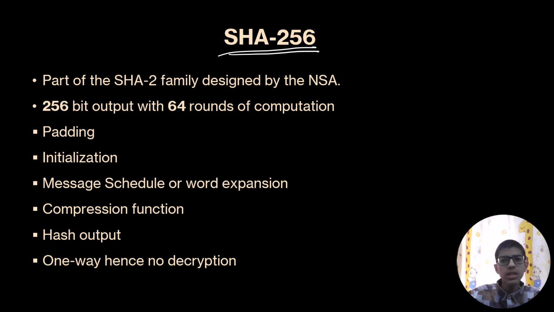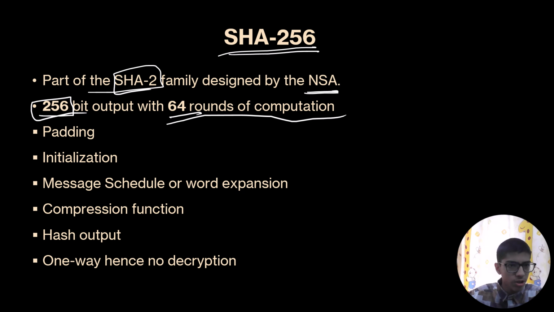Now let's focus on SHA 256. It was a part of the SHA 2 family designed by the NSA itself, and it produces a 256-bit output with 64 rounds of computation. We have already seen it. These all are the same, the definition and terms are the same as well. The difference is that we use different initialization vectors, different padding, and the values are just different. So now let's move to the next topic.